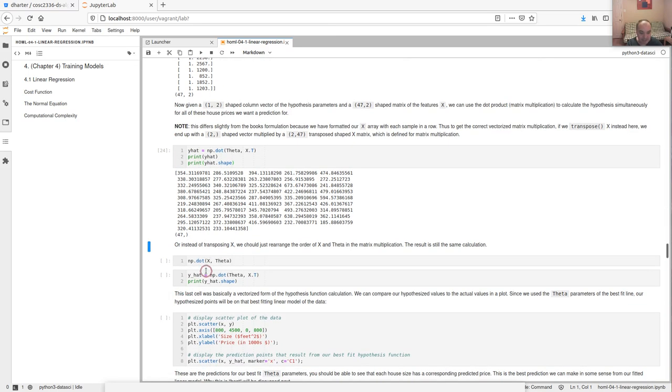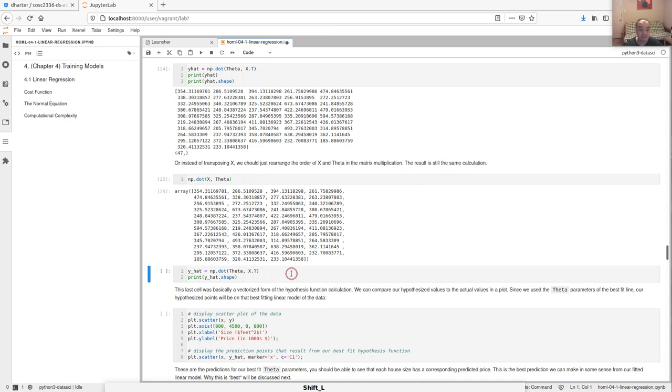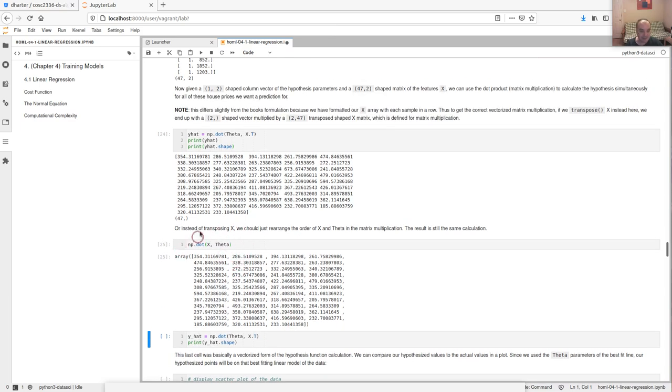The predictions will be on the line that we fit, so they'll be off a bit. An alternative is that if you do x times theta, you get the same thing. Instead of theta times x transpose, we can just reverse them. x before you transpose is 47 rows by 2 columns, times a vector with two values in it, so the result is 47 by 1. Again, it's the same predictions.